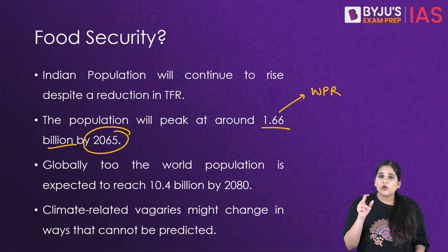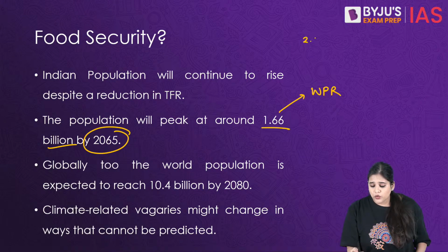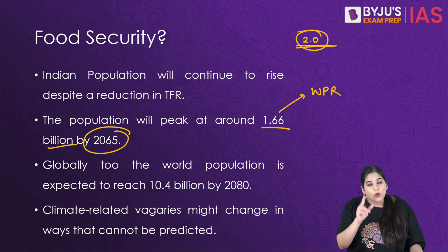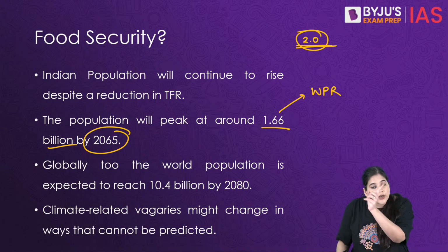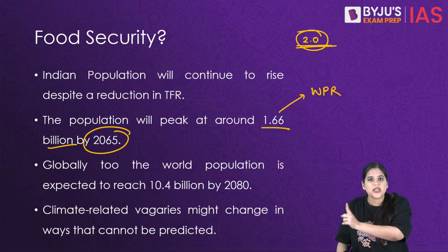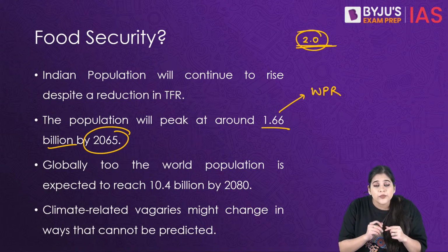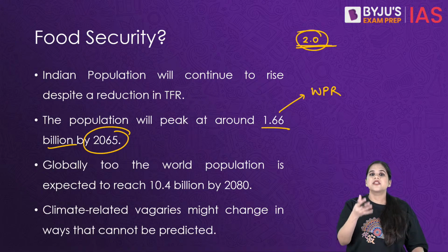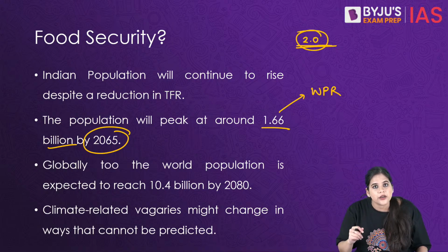Now already our total fertility rate has reduced. It has gone below 2 according to the latest NFHS data. However, because of the high base effect, our population will continue to rise, then it will start reducing. So we have more and more mouths to feed, but our production is decreasing. By 2050 itself, it will decrease. By 2100, it will drastically decrease.